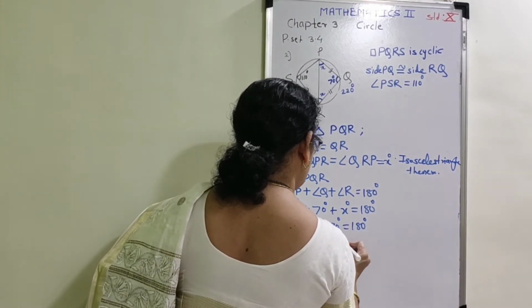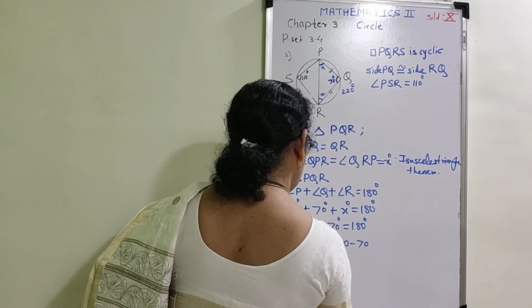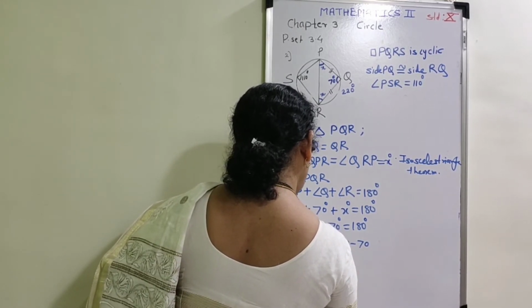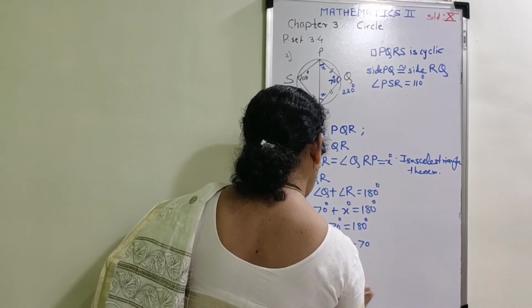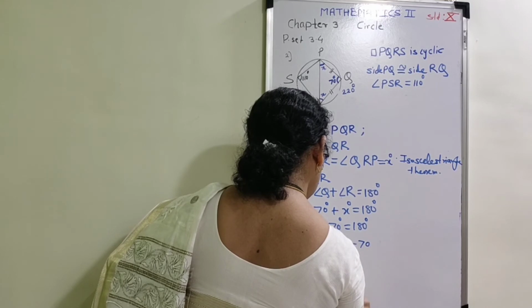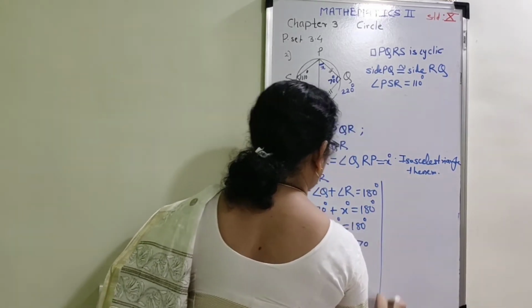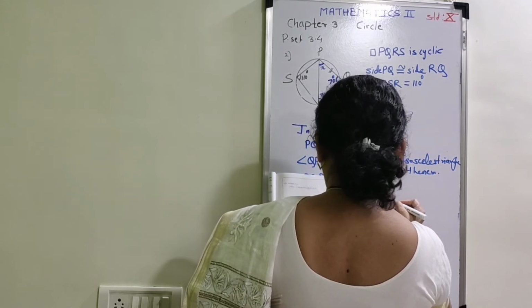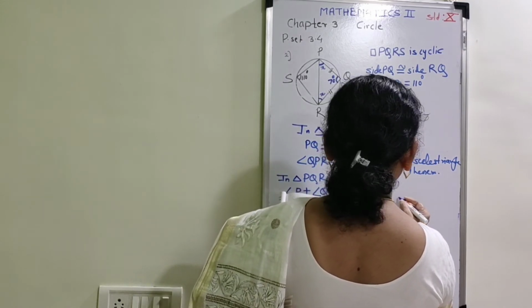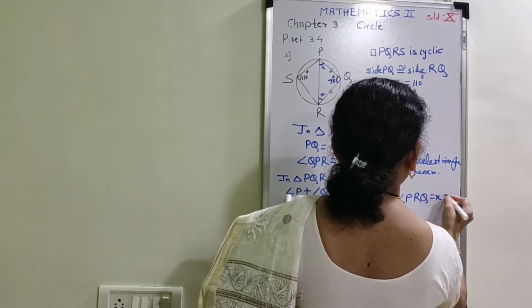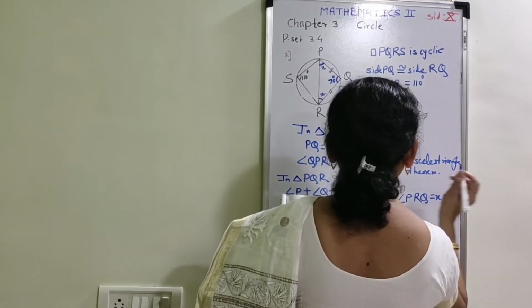2x is equal to 180 minus 70. 2x is equal to 110 degree. Therefore, x is equal to 110 upon 2. x is equal to 55 degree. Therefore, first step, angle PRQ is equal to x is equal to 55 degree.